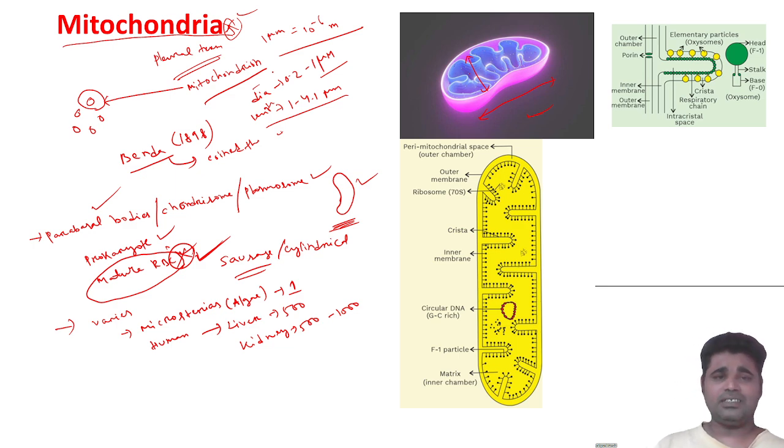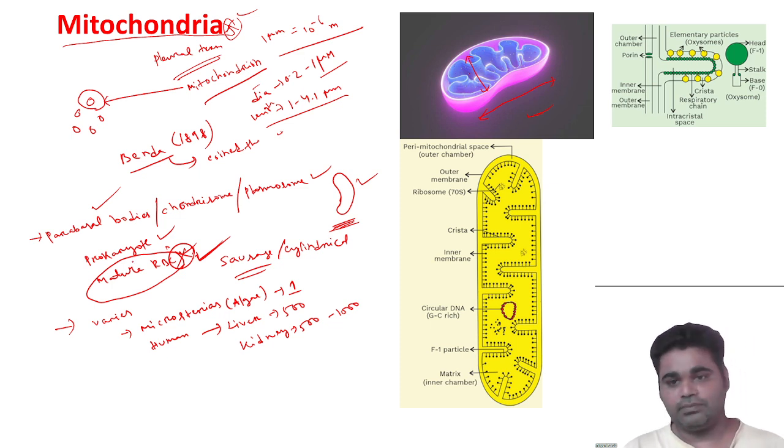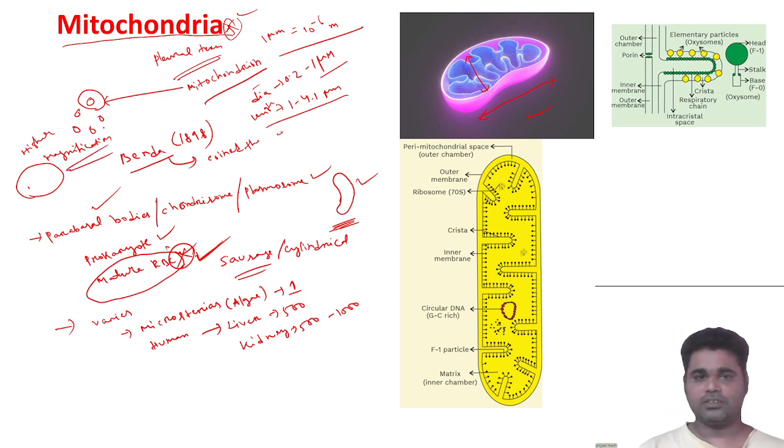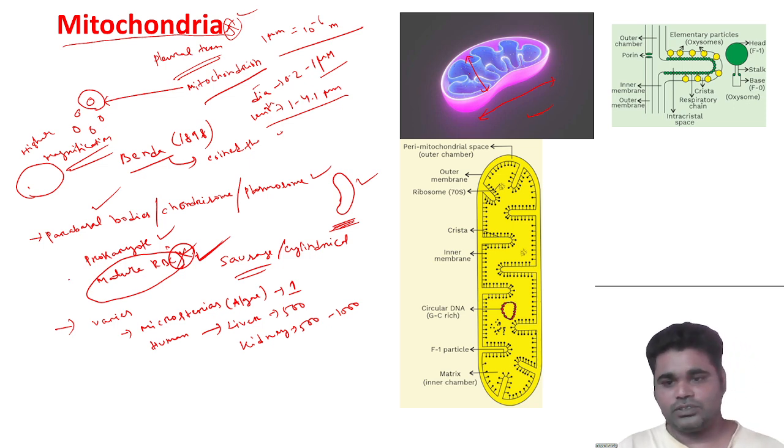And the mitochondria is not easily visible in the compound microscope. That means the mitochondria is seen in higher magnification. In the compound microscope, as present in the laboratory, it is not seen. It is seen only in higher magnification. And the mitochondria is also called the semi-autonomous organelle.